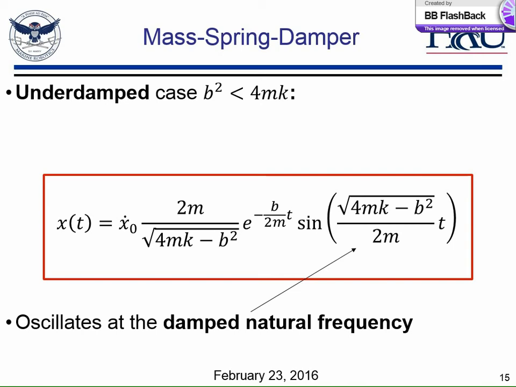So an initial velocity actually translates directly into something called an impulse. So let's say at time equal to t, you give your system a big kick. That's exactly the same thing as having an initial velocity.